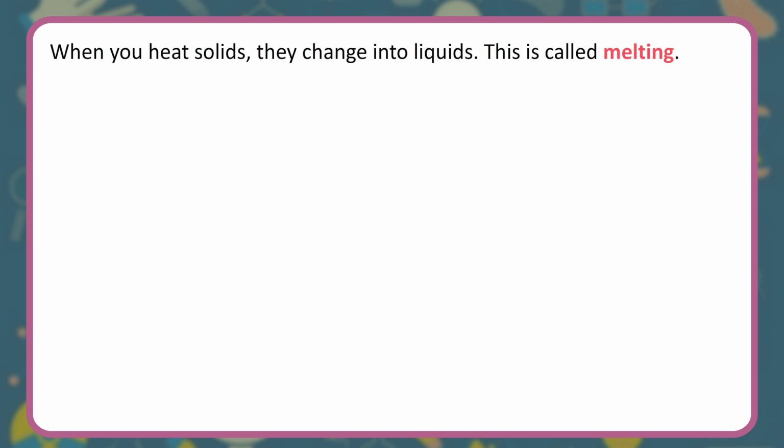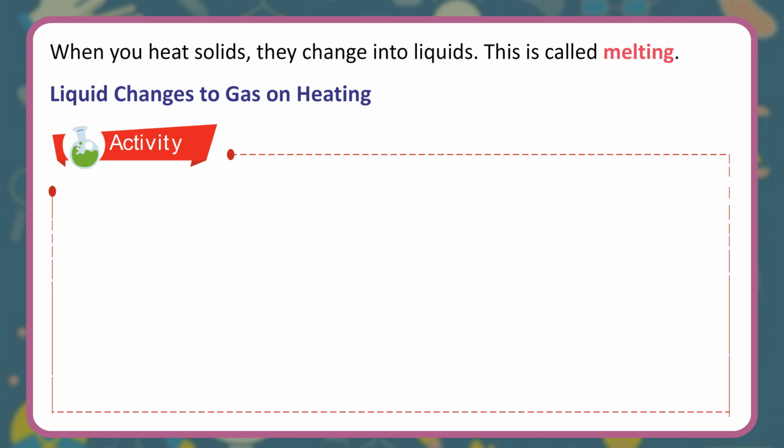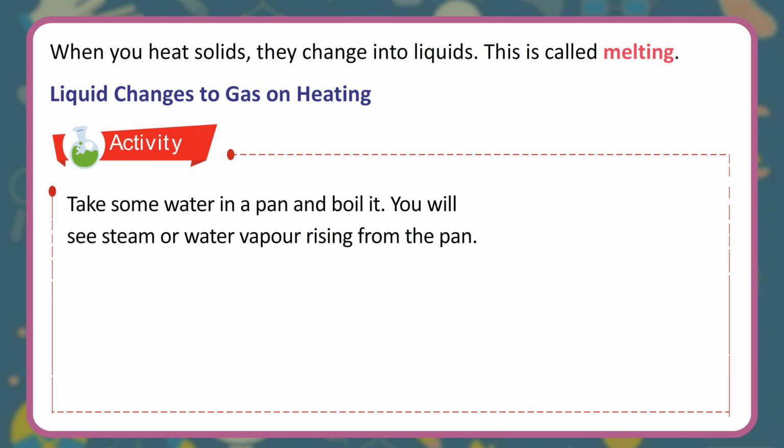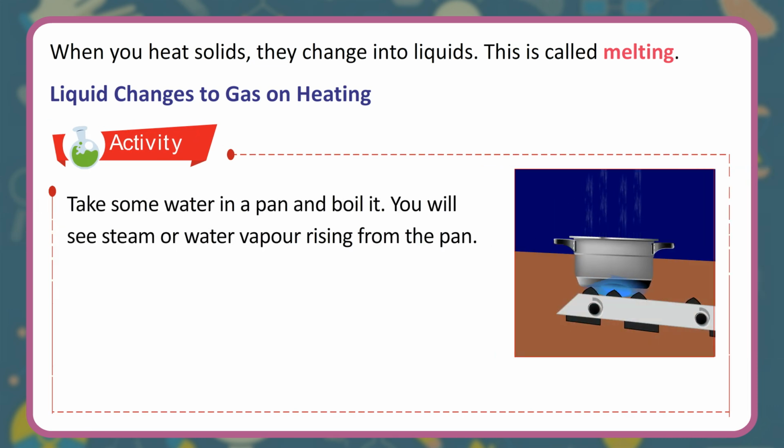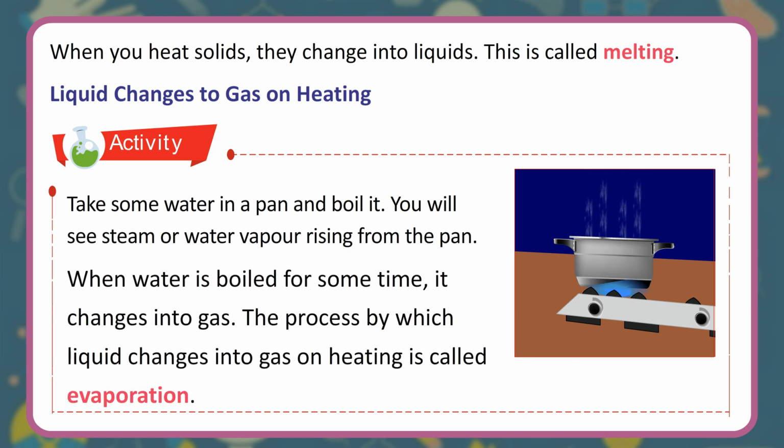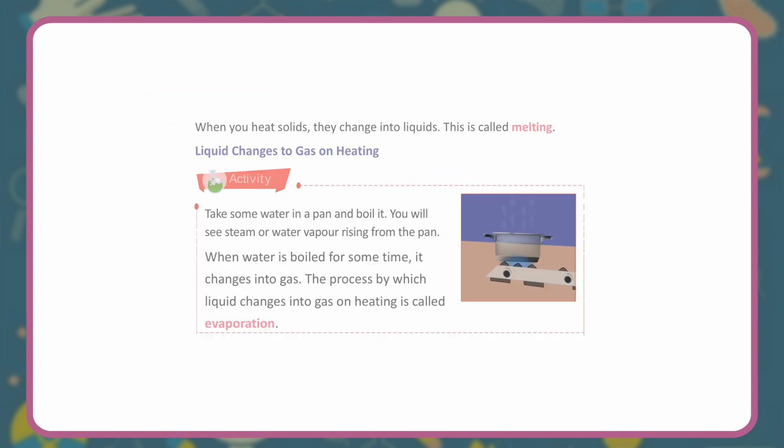This is called melting. Liquid changes to gas on heating. Activity 2. Take some water in a pan and boil it. You will see steam or water vapor rising from the pan. When water is boiled for some time, it changes into gas. The process by which liquid changes into gas on heating is called evaporation.